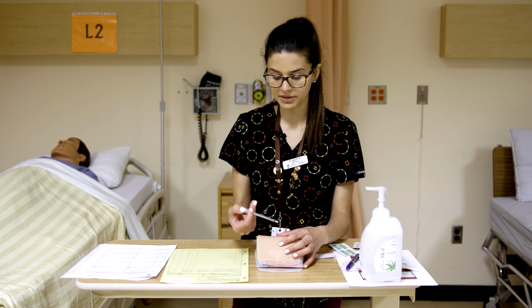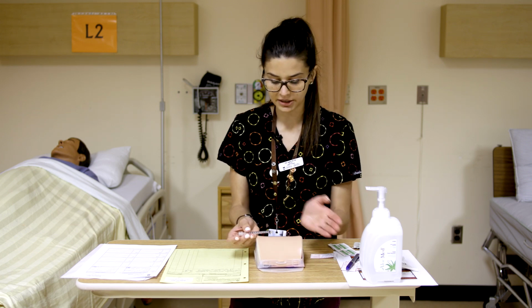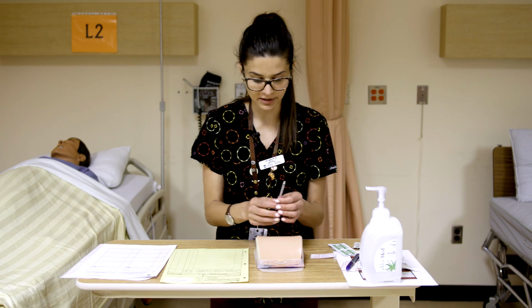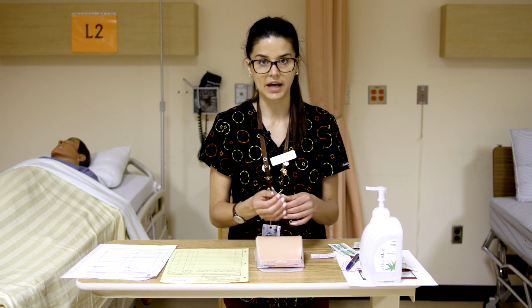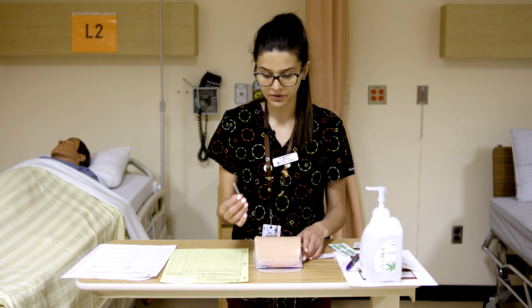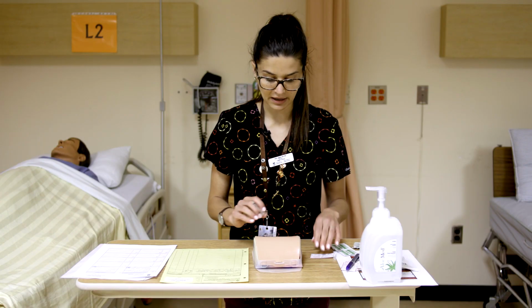So to activate the vanish point, you depress the plunger all the way in until you hear that click, and it actually snaps the needle back into the barrel of the syringe so that it's safe now. You can't poke yourself with it. This would still go into the sharps container afterward, but you do want to activate that vanish point so that they get the entire dose.